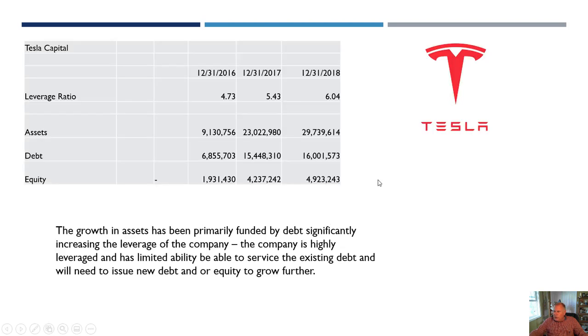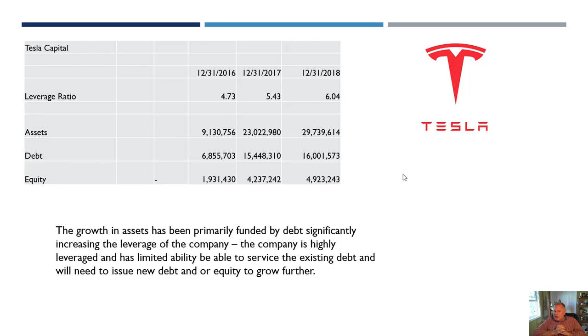Now let's take a look at capital. As we can see, the leverage ratio over 3 years has gone up substantially, so they're more leveraged. But we look at the assets, and there's been substantial asset growth. But there has also been a corresponding increase in debt, not so much in equity. So the conclusion is the growth in equities and assets has been primarily funded by debt, significantly increasing the leverage of the company. The company is highly leveraged and has limited ability to be able to service the existing debt and will need to issue new debt or equity to grow further.